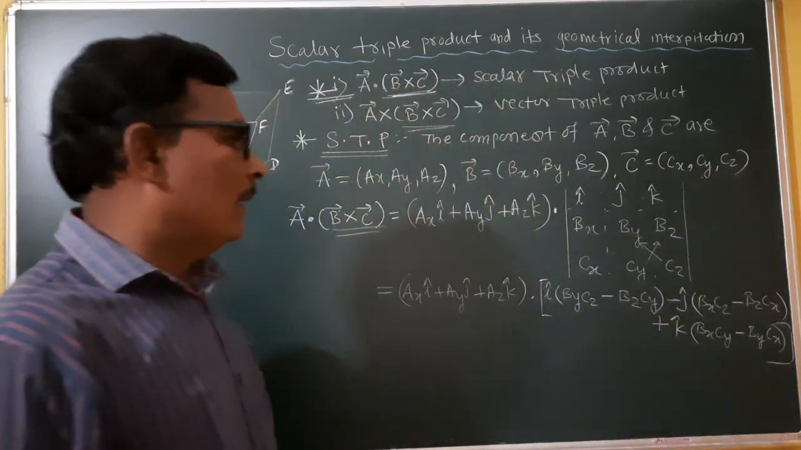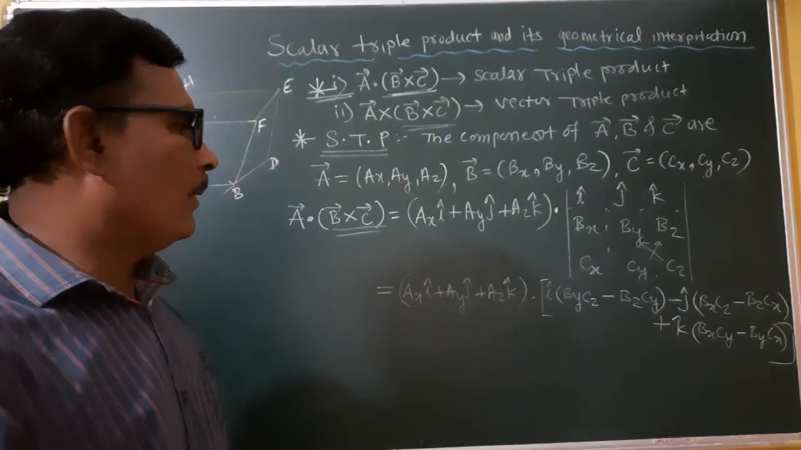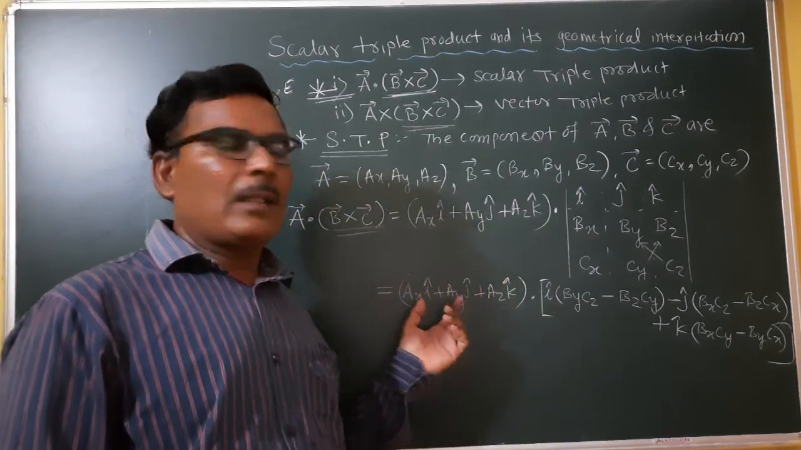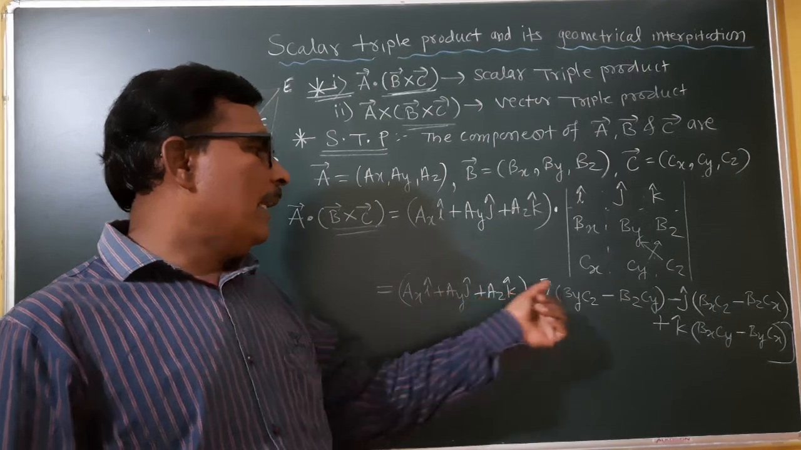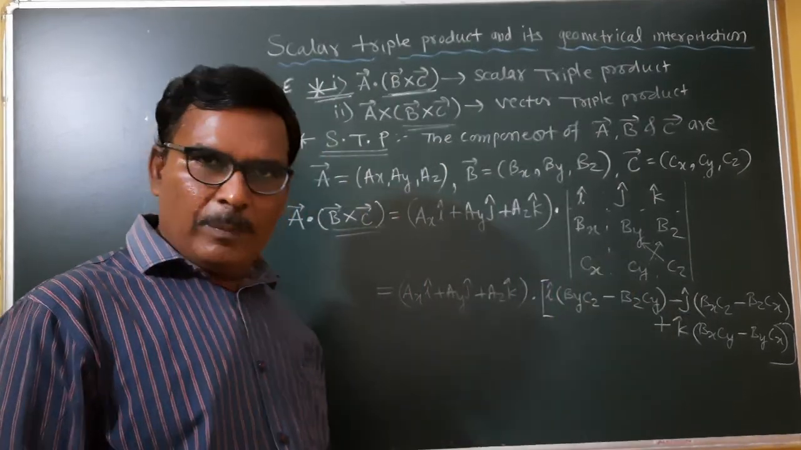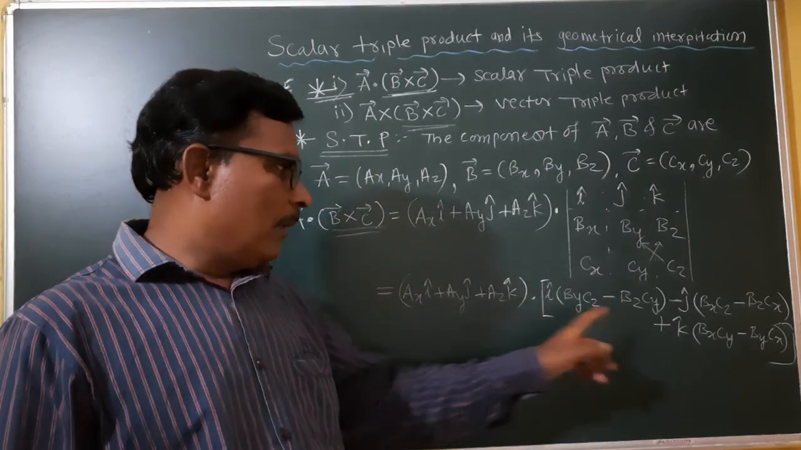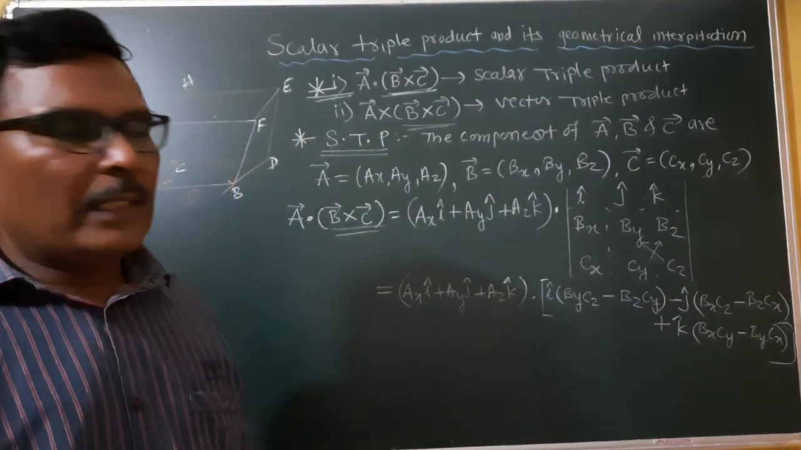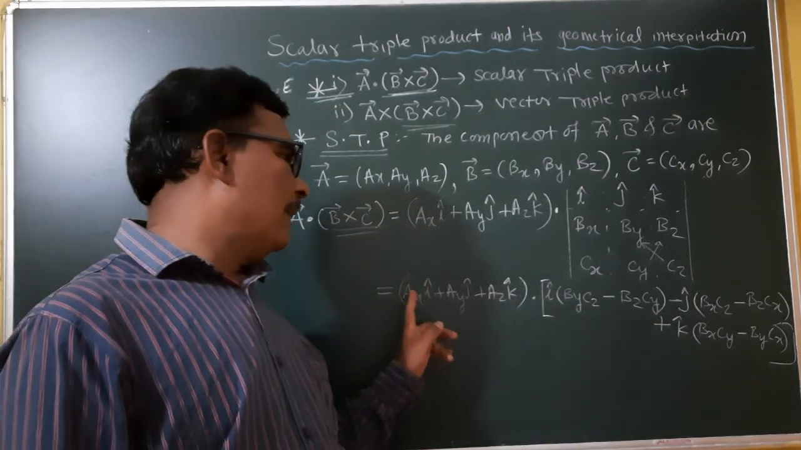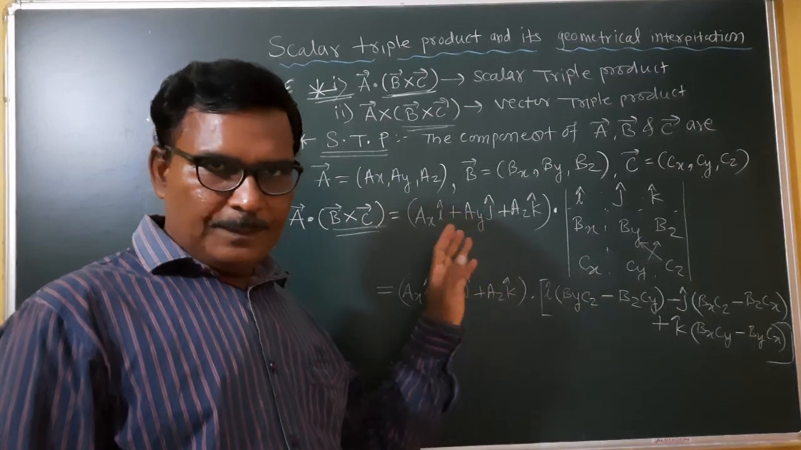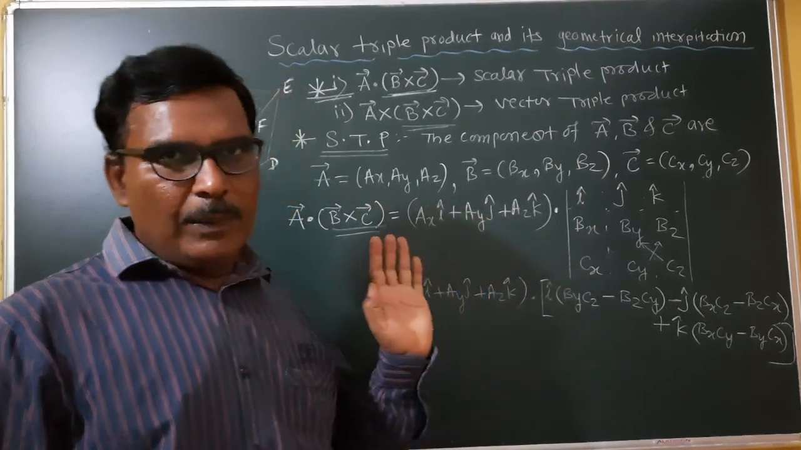This is the expansion of the determinant we have. Now we have to use the unit vector property. What is i dot i? It should be 1. j dot j should be 1, and k dot k also is 1. Secondly, i dot j should be 0, and j dot k should be 0.